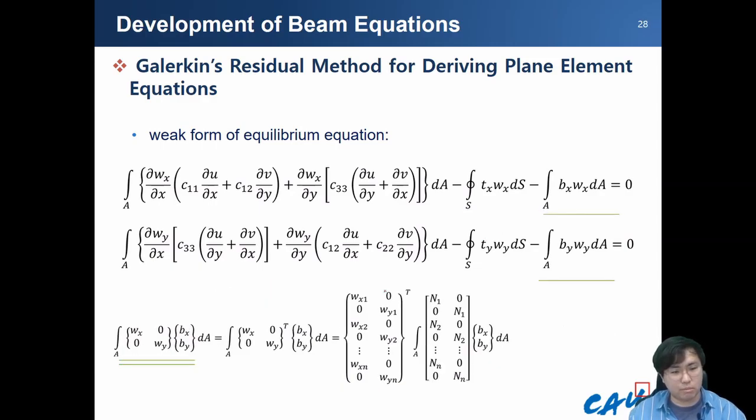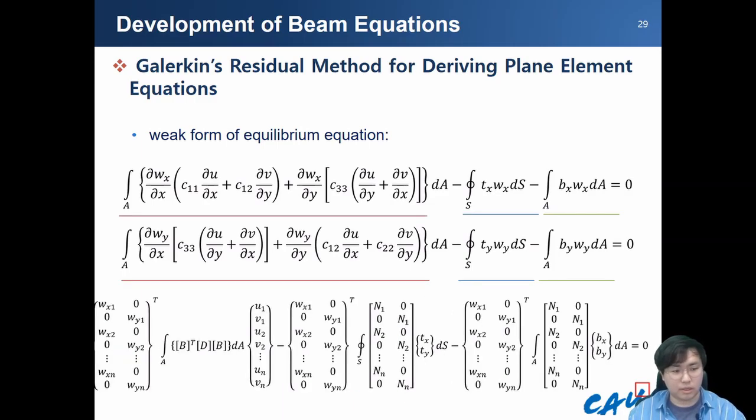Also, the body force can be combined in a similar manner, so this part can be changed to return the shape function and some arbitrary displacement matrices, and then finally we obtain this kind of relationship. But here, all of it is equal to 0.